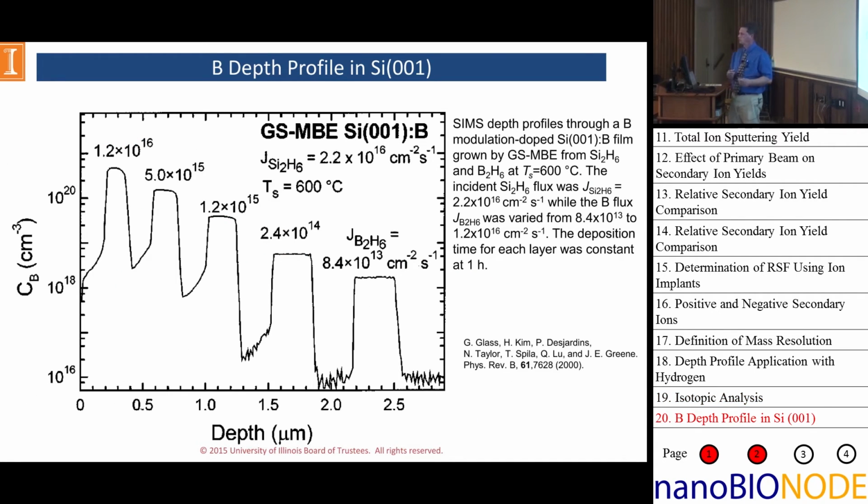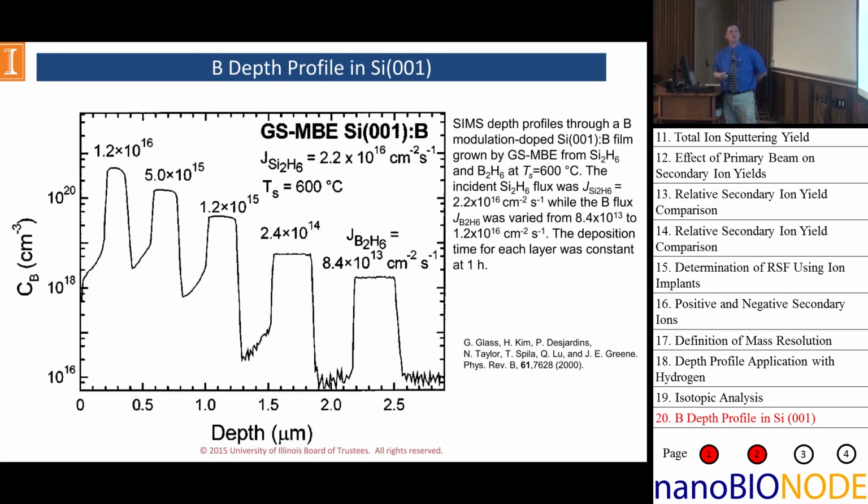Some work that we were doing when I was a graduate student, looking at highly doped boron in silicon. And so this is a SIMS depth profile through a modulation-doped sample where we varied the boron flux. And it shows the different dopant levels that we have. So it goes from 8.4 times 10 to the 13th to 1.2 times 10 to the 16th.